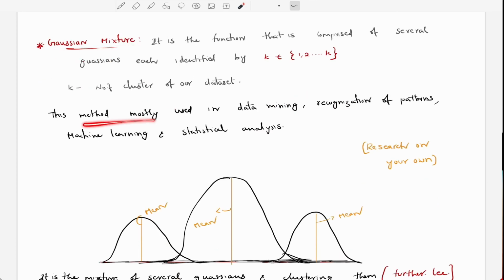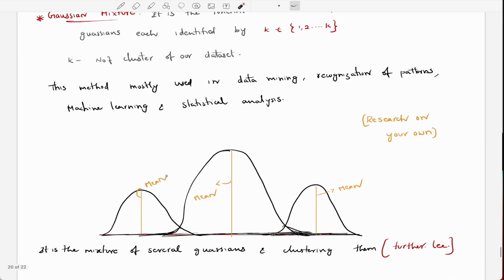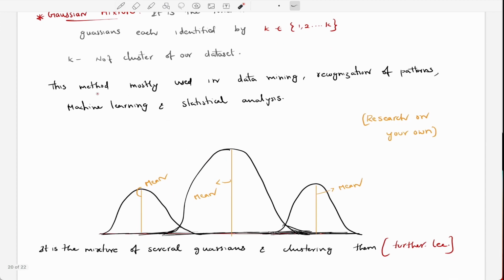this method is mostly used in data mining. So what is data mining? We're going to get into that in our future lectures. It doesn't make sense if we talk about these in the basics. We're going to cover data mining, recognition of patterns, machine learning, and statistical analysis like this in the probability and statistics lectures here. So you're going to get a detailed lecture there. As of now, just leave it. It doesn't make sense to you if I say all these over here.